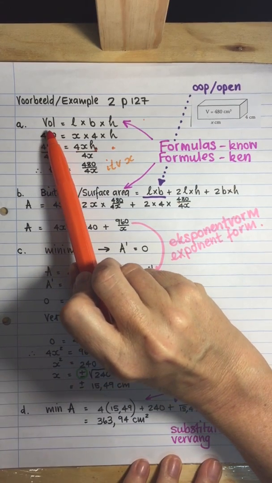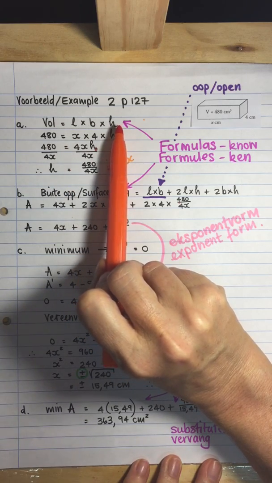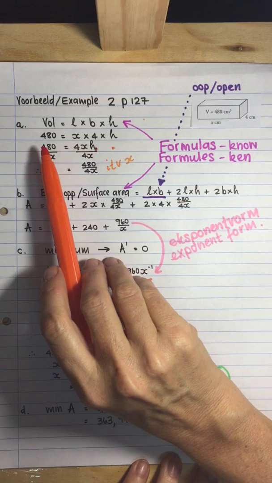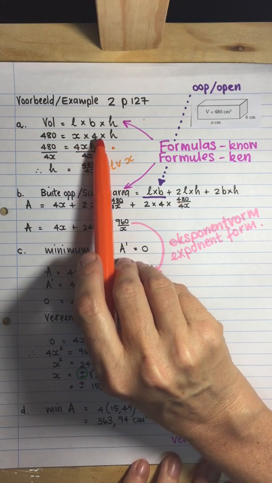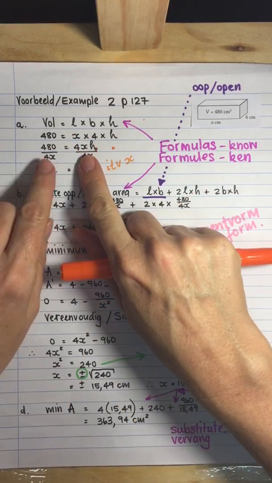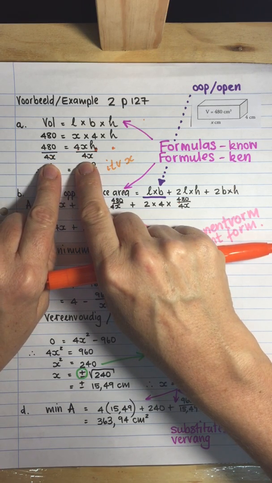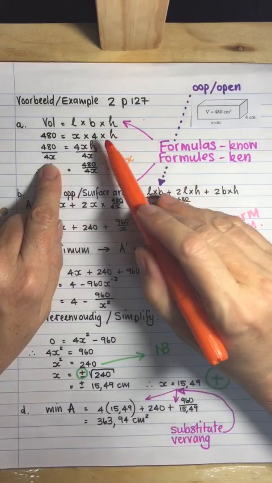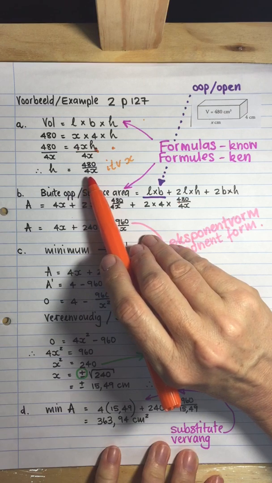So you need to remember this formula: volume is equal to L times B times H. And we can substitute the values that were given. 480 is equal to x times 4 times h. This is the unknown. If we simplify this, we end up with 480 is equal to 4xh. If we divide on both sides by 4x, this will make h, the subject of the formula, equal to 480 over 4x.